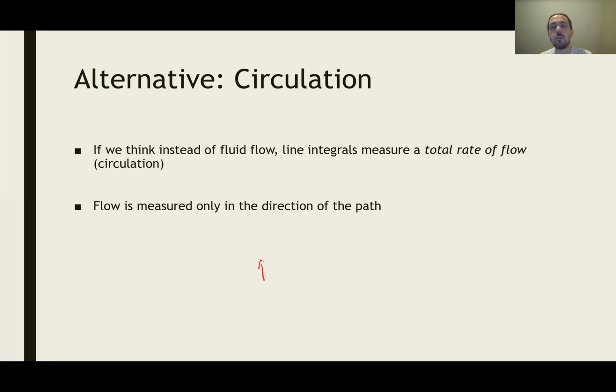So here, if we have a vector field that's pointing around this direction, we said that it was rotating counterclockwise. One way to talk about that is to say, let's imagine we're moving in this vector field along this curve. When we move around that curve, the total fluid flow is going to be counterclockwise, and we can measure the exact amount of circulation by calculating this line integral.